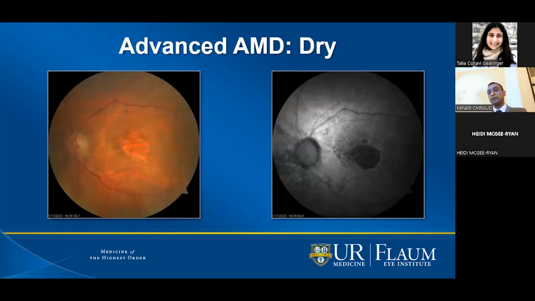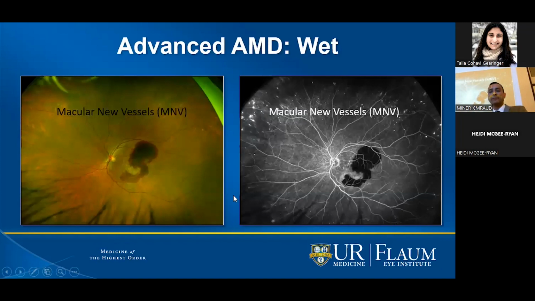The rest of the retina is working fine, but that area is a blind spot. And if it happens to involve the fovea, you can imagine how profound the effect it has on the vision. Now, in some patients, you could have abnormal blood vessels that start to grow in from the choroid into the retina and start to bleed.